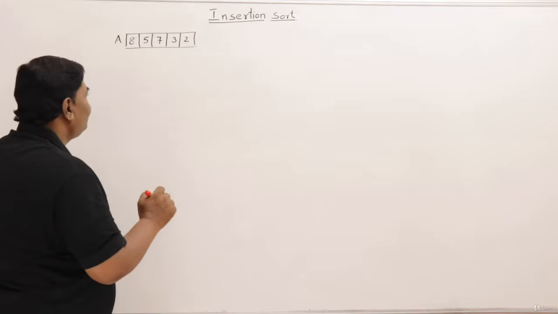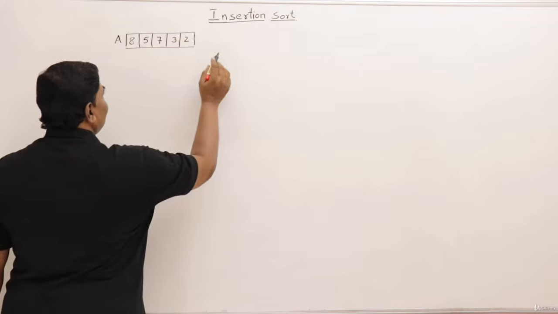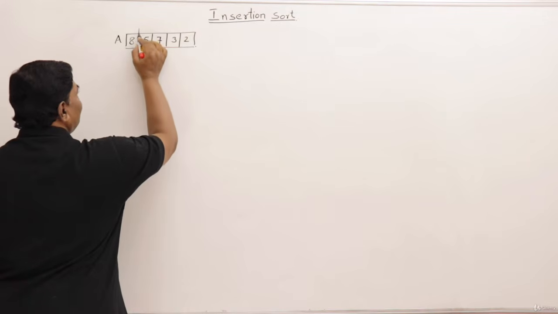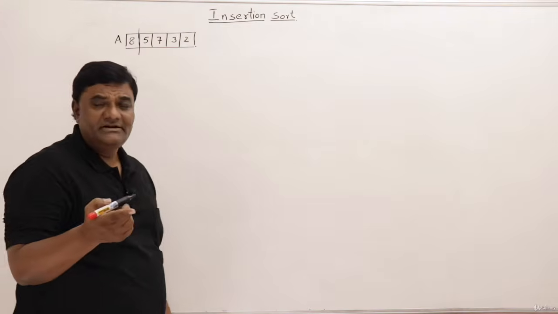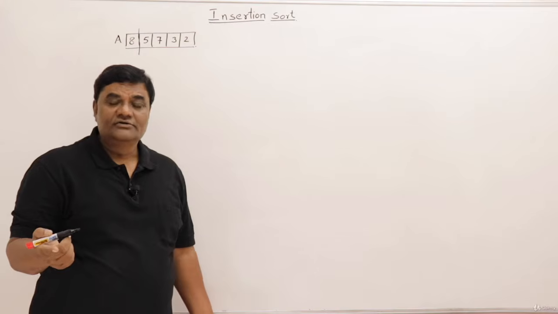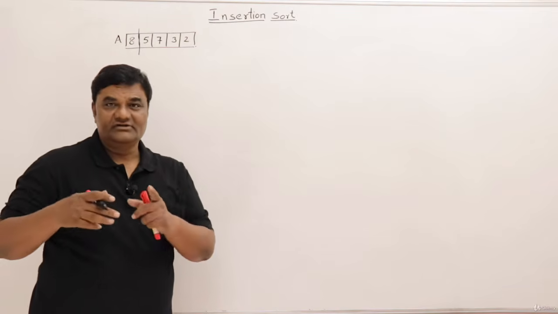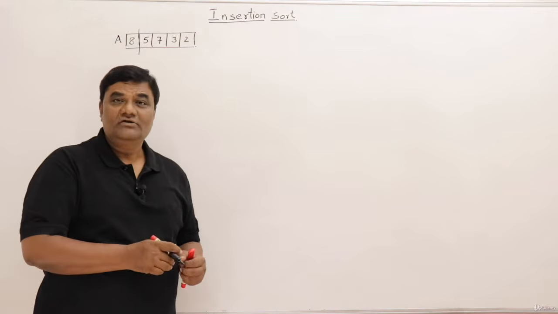The very first thing is, I have 5 elements here. So we assume that this first element is already sorted. If there is only one element, then obviously it is sorted. So we assume that just the first element is sorted. Then the remaining elements are not sorted.